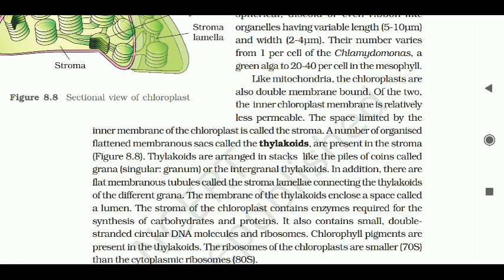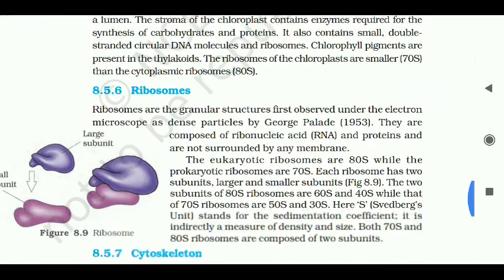The stroma of the chloroplast contains enzymes required for the synthesis of carbohydrates and proteins. It also contains small double-stranded circular DNA molecules and ribosomes. Chlorophyll pigments are present in the thylakoids. The ribosomes of the chloroplast are smaller, 70S, than the cytoplasmic ribosomes, 80S.